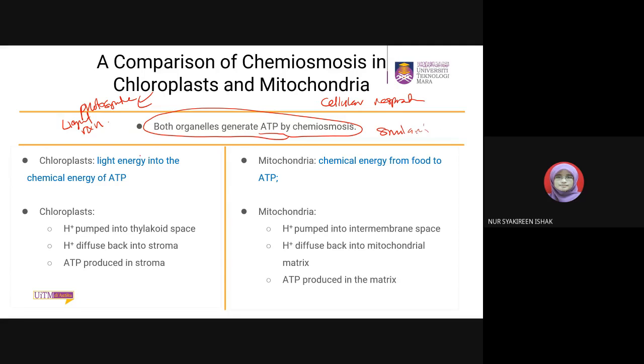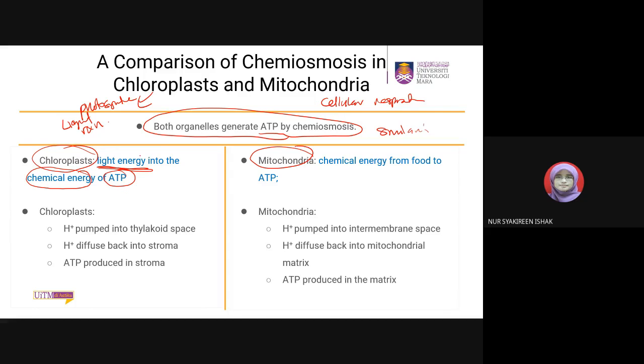Soalan ni boleh dia antara soalan yang boleh keluar lah kan. You have to compare between chemiosmosis in chloroplast and also mitochondria. Contoh soalan lah. Okay, so dia punya differences. For chloroplast, light energy into the chemical energy of ATP. So chloroplast will use light energy and convert the energy into chemical energy in the form of ATP.